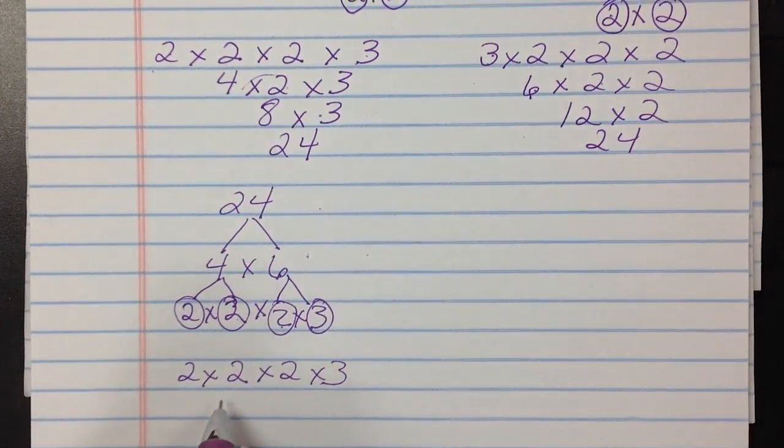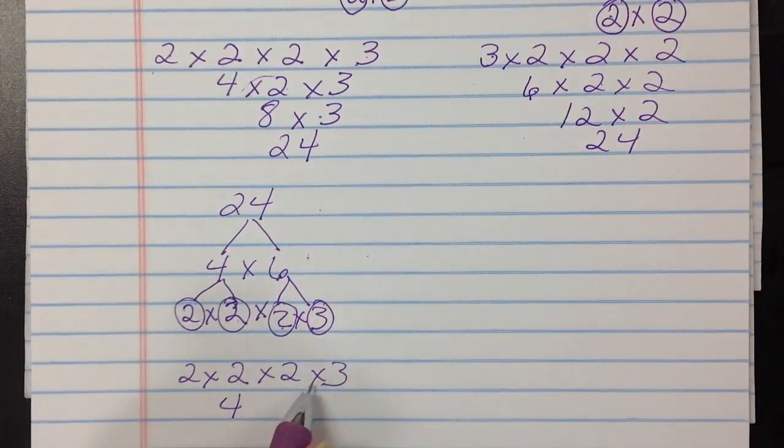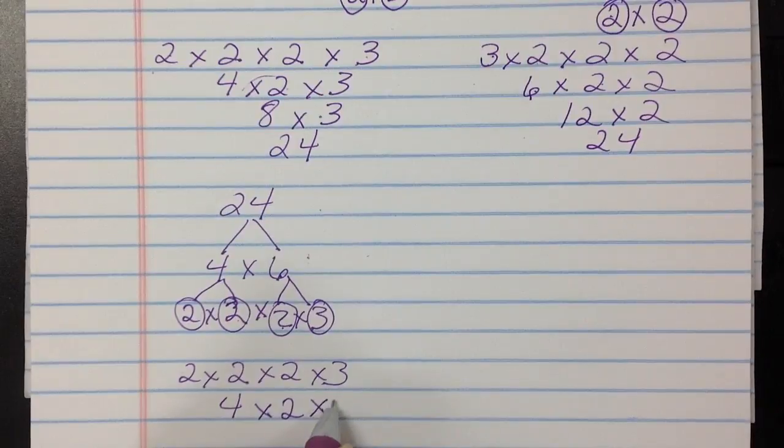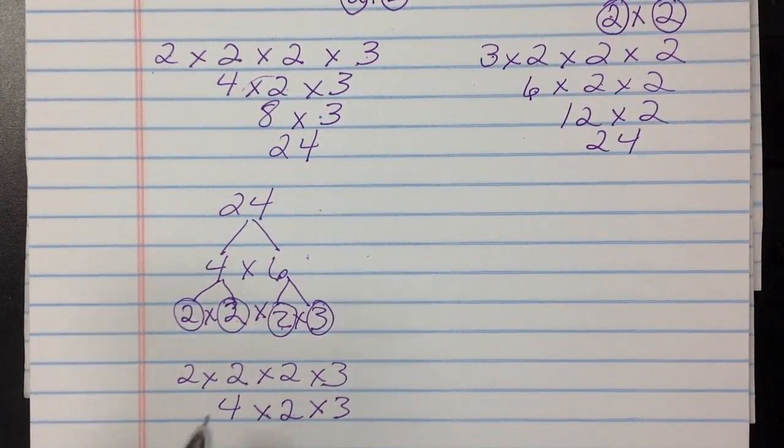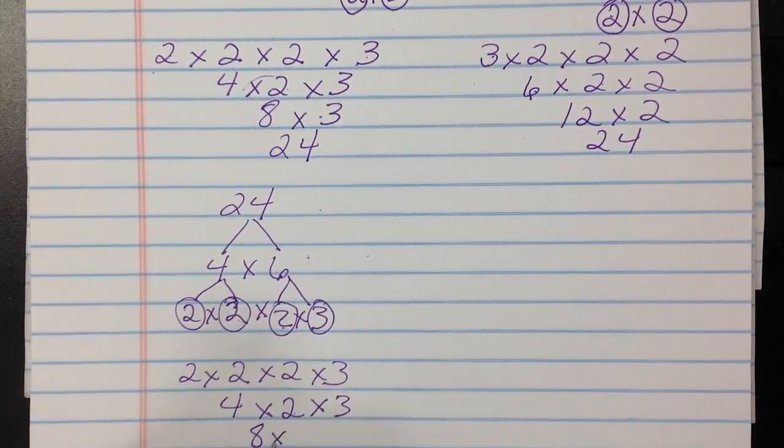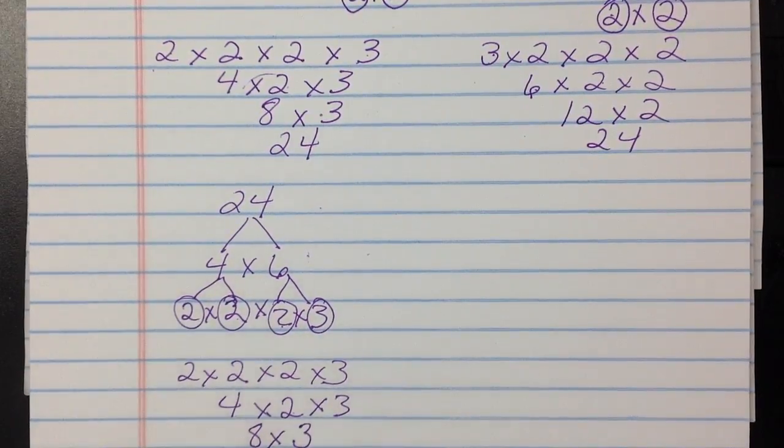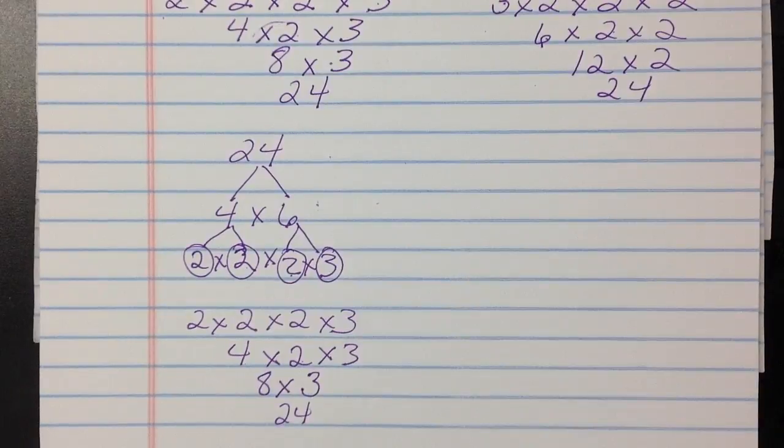2 times 2 is 4. Remember, left to right. 4 times 2 is 8. I talk about not knowing your facts. 8 times 3 is 24. And we get what we started with.